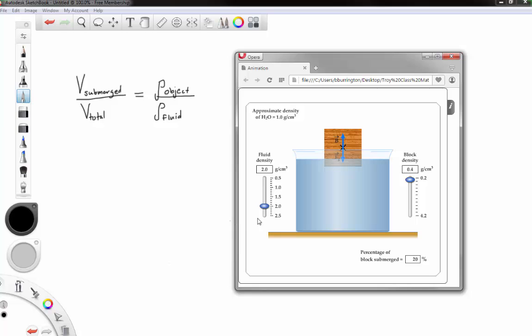Sure enough, 20%. Last but not least, if I go to 2.5 times as much as water, then we expect to see maybe about 8% of this block submerged. So 2.5, 16%. 8% would be if we made this a density of 0.2 grams per cubic centimeter. And sure enough, there's 8%. So we see that this ratio works, at least according to the simulation that's been put together for us.